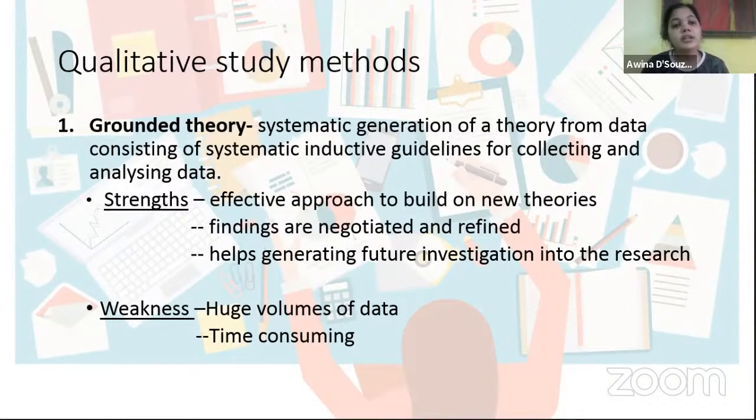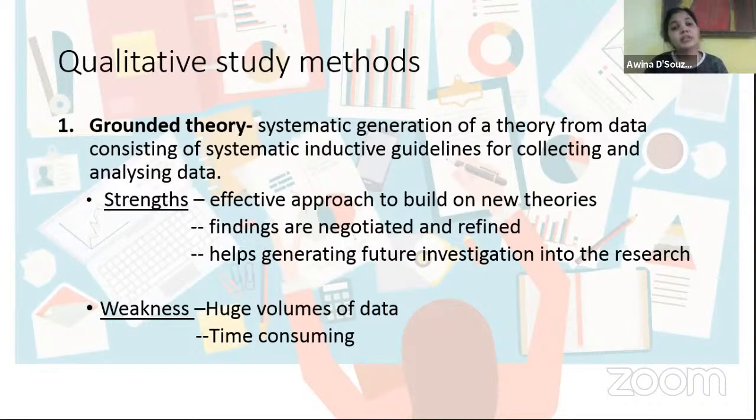The strength of this kind of study is its effective approach to building new theories, finding negotiated and refined, and helping in generating future investigation and research. Since you're developing new theories, it gives more space to develop when the research stems up in the future.